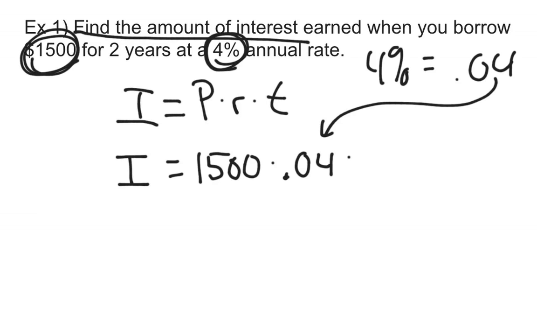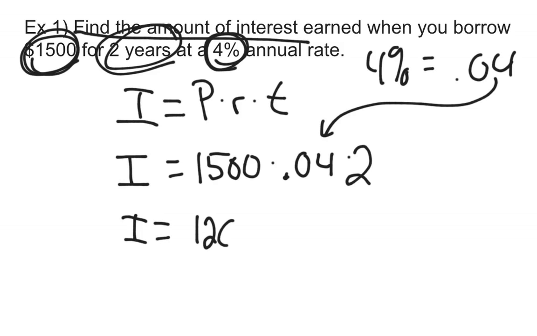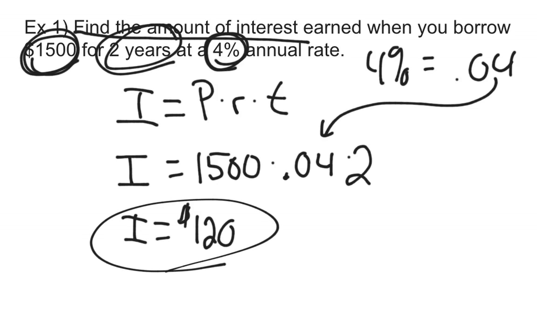Okay? Times my time. Well, time is the amount of years that you borrowed it for. In this case, it's 2 years. There's my equation. I equals 1,500 times 0.04 times 2. We go ahead and multiply those together, and we then get a final answer that the interest is going to be $120. So it said find the interest. We found it. The interest on that amount is $120. Now, that's our answer to this problem.